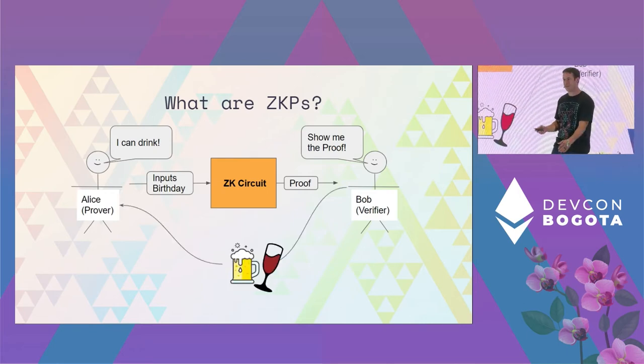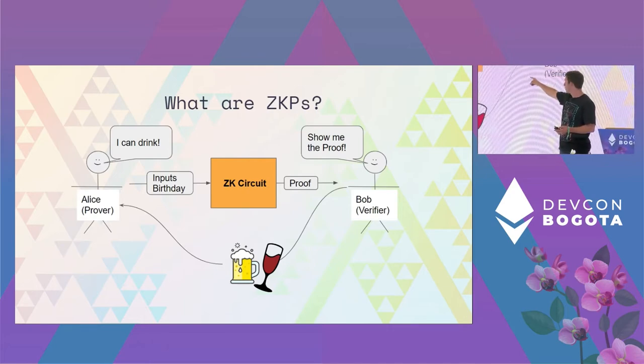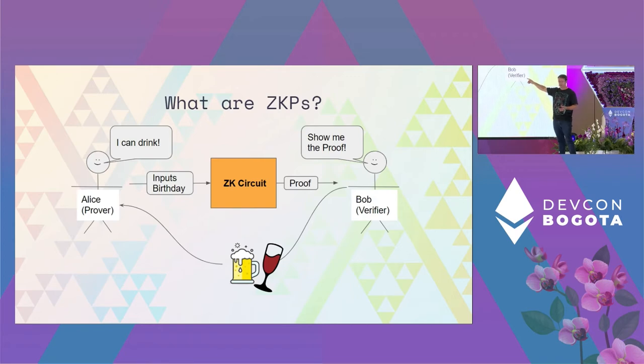So what's important for this is you have a prover, you have inputs, you have the circuit itself, you have the proof popping out, and then Bob decides if it's true or false, and then does an action based on whether that verification is true.